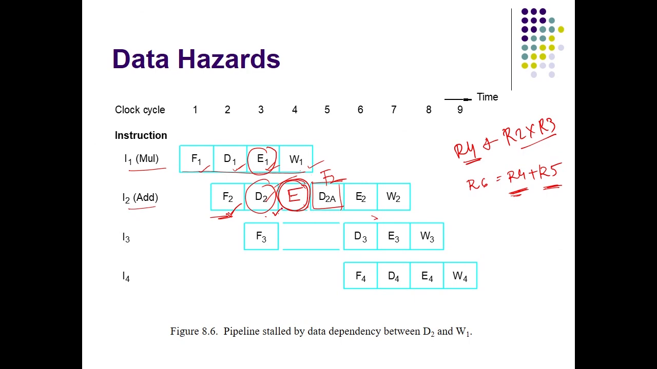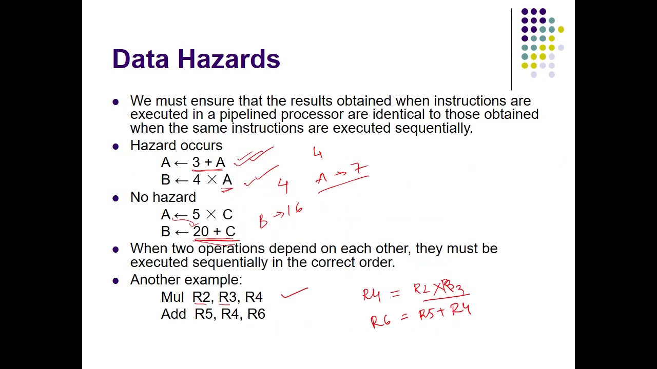So, in that case what will happen? It will stop here, so it will be delayed. Otherwise, both will take the same value. So, one has to wait, and then the other should be allowed. Otherwise, the results will be wrong. So, let that first instruction complete first.